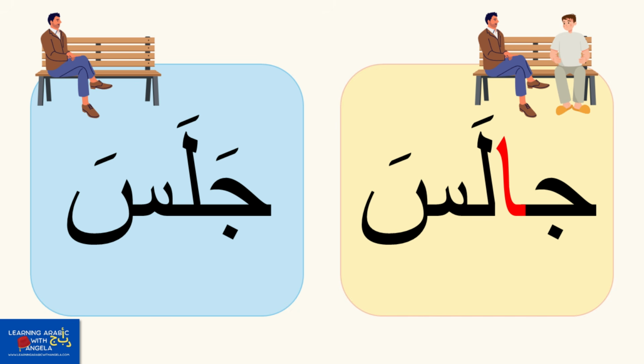Jalasa doesn't simply mean he sat. It means he sat with someone. In other words, another person has entered the action. That's the key idea behind Form 3. In many cases, Form 3 describes doing the action with another person or involving someone else.